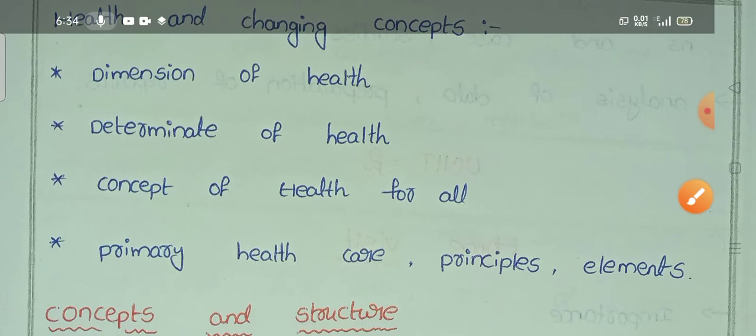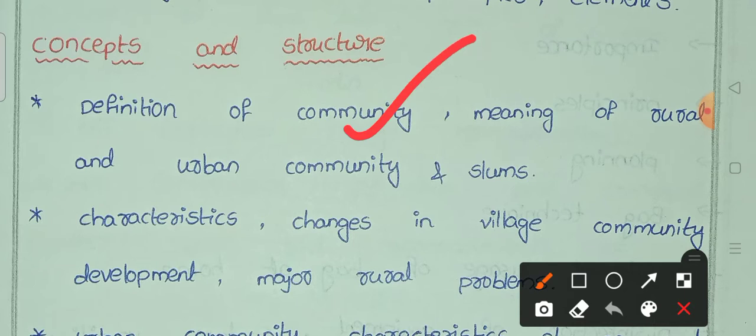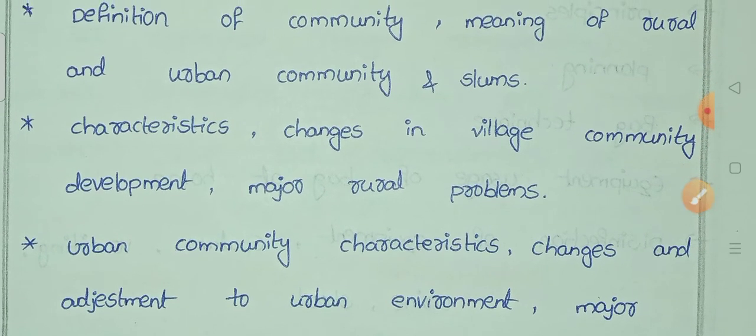Next, concepts and structure. This is the second subunit of the first unit. In this they may ask concepts and structure, sometimes the definition of community, Define community. Sometimes they may ask 2 marks questions and 6 marks questions also. Sometimes they may ask the differentiation between urban and rural community people.